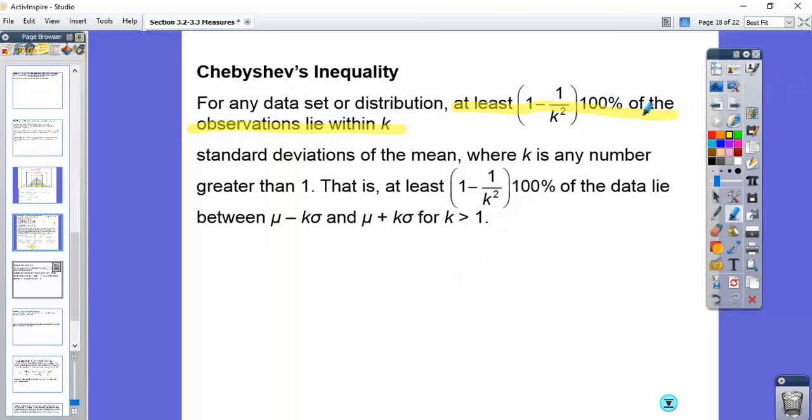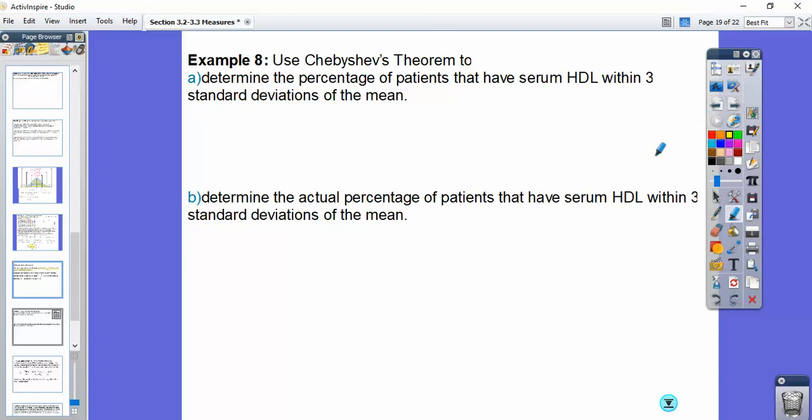We look at an example. Use Chebyshev's theorem to, part A, determine the percentage of patients that have the HDL within 3 standard deviations of the mean. So empirical rule, we can just say 3 standard deviations, it should be 99.7. With Chebyshev's, we actually have to calculate it.